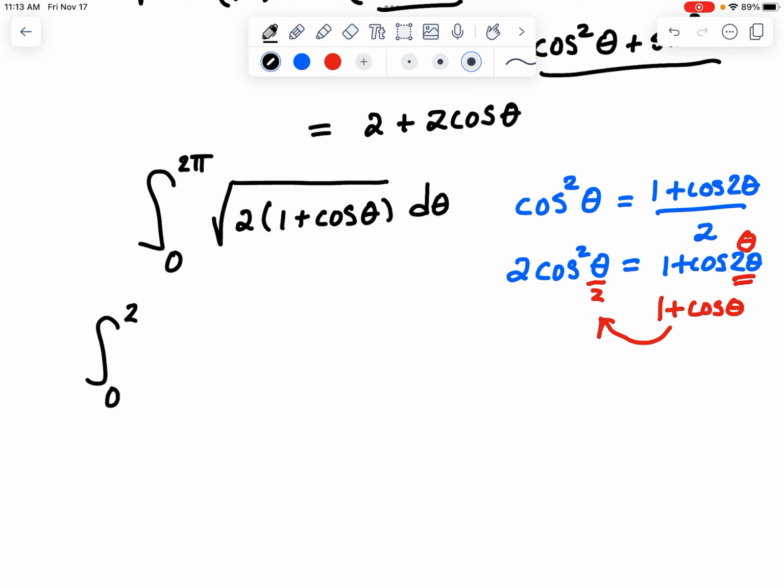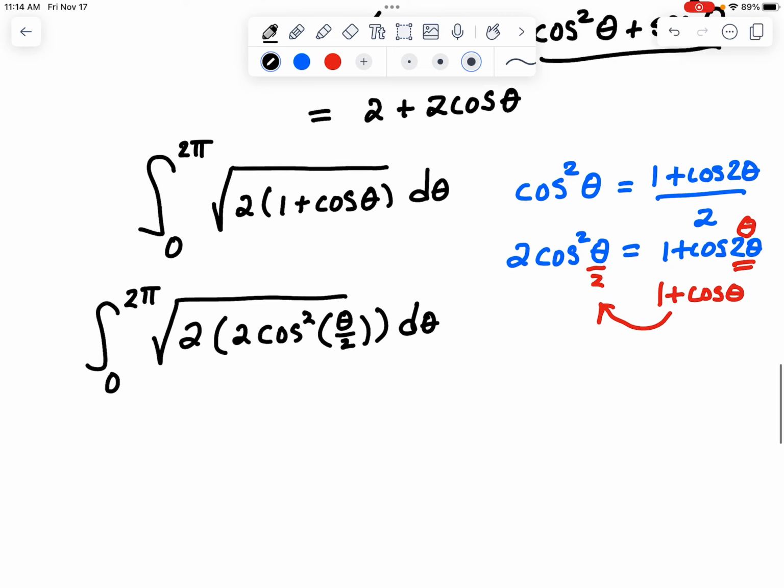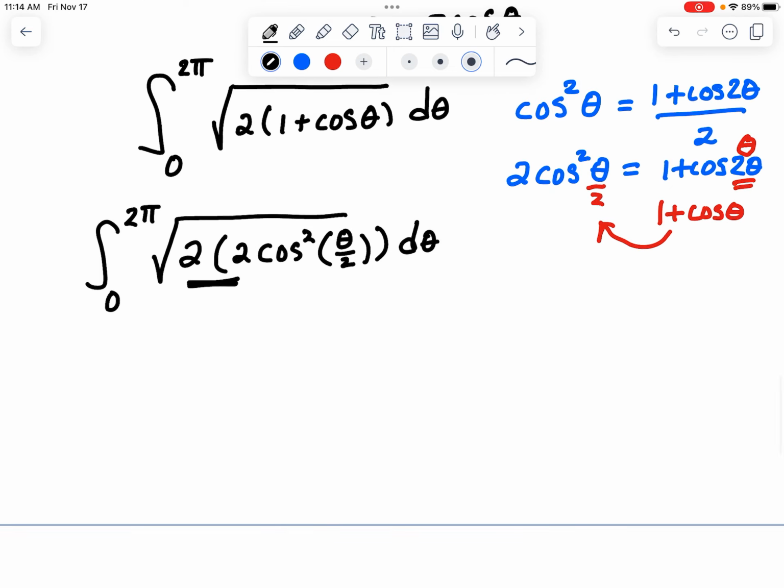Then back to the black pen. So we're integrating from 0 to 2 pi. Inside of the square root, it already had a 2. And then I'm replacing what's in the parentheses with a 2 cosine squared. And then the theta has to be replaced with theta over 2. And then that's double good news because this means we've got a 4, and you could take the square root of that. And this is a cosine squared, so if you take the square root of that, it's just a cosine.